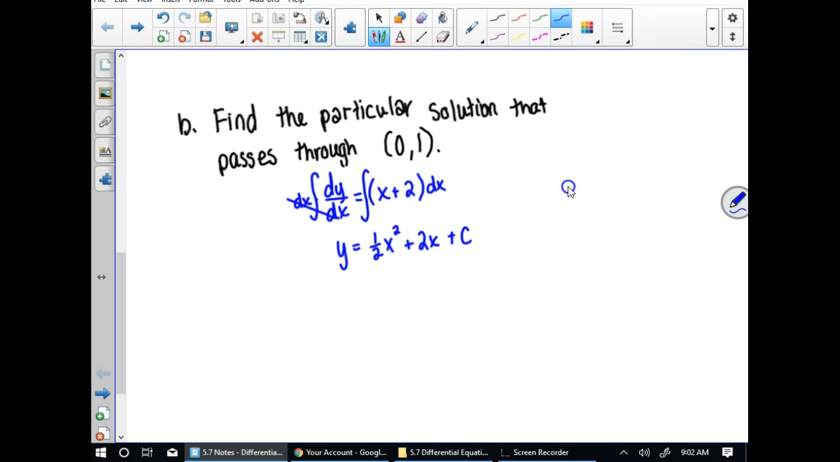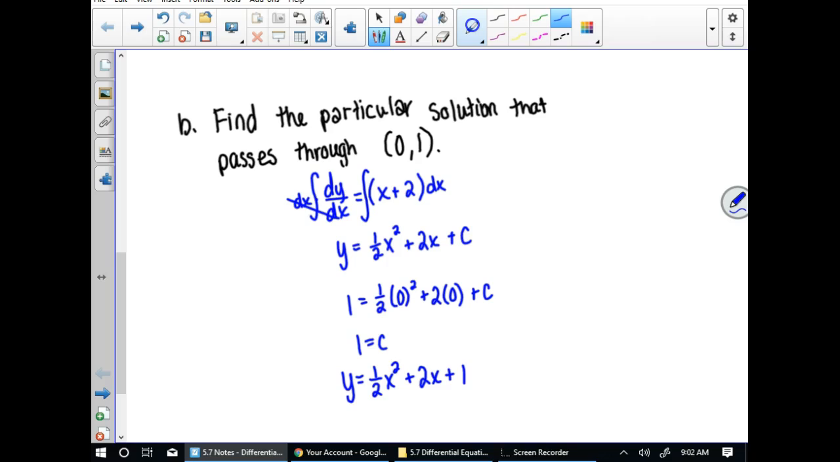So we've kind of done this before where we've had to find our c. So we're going to plug in 0 and 1. So we'll have 1 equals 1/2 x squared, 1/2 times 0 squared plus 2 times 0 plus c. And so that just gives you 1 is your c. So our particular solution is 1/2 x squared plus 2x plus 1. So this is our particular solution.